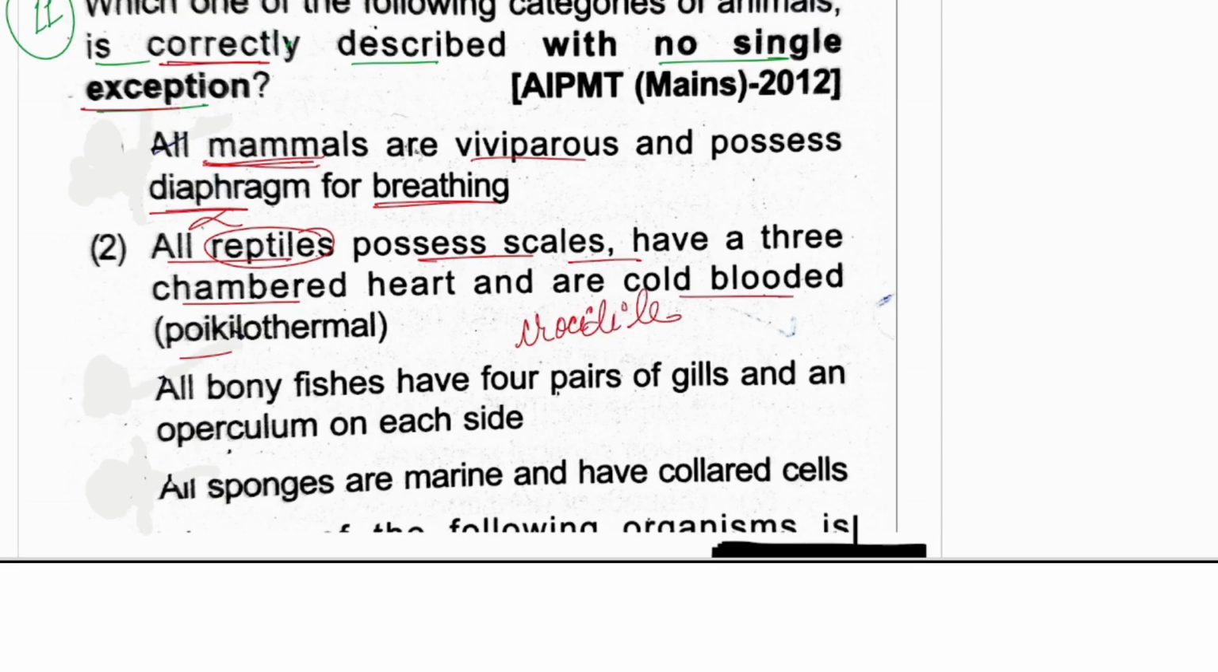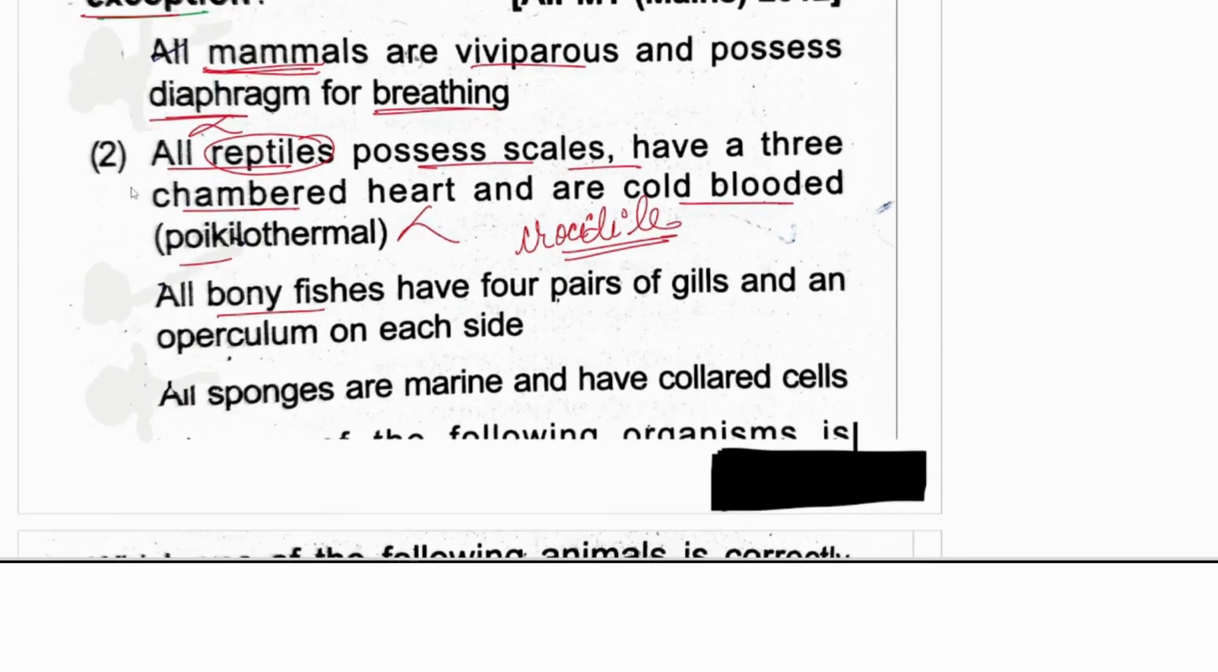You can get a question like this in the final exam, so be careful about what they are asking in the question. All the bony fishes have four pairs of gills and an operculum on each side. All the sponges are marine and have collared cells, absolutely correct, right? No, not in all sponges, this would be incorrect. All sponges are marine, but not all have collared cells, because of that this would be incorrect.